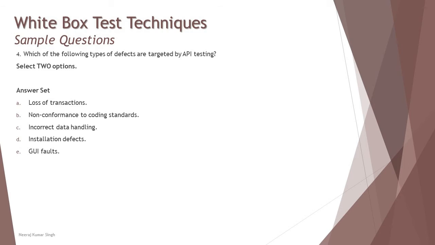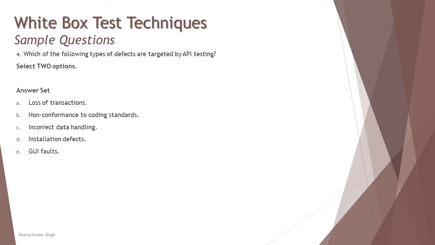The next question is about API testing. As you remember, this is a K2 level question, which means only a theoretical question can be asked to you here. The question says, which of the following types of defects are targeted by API testing? There is no evaluation like any other technique, so you just have to remember the theoretical understanding of that.